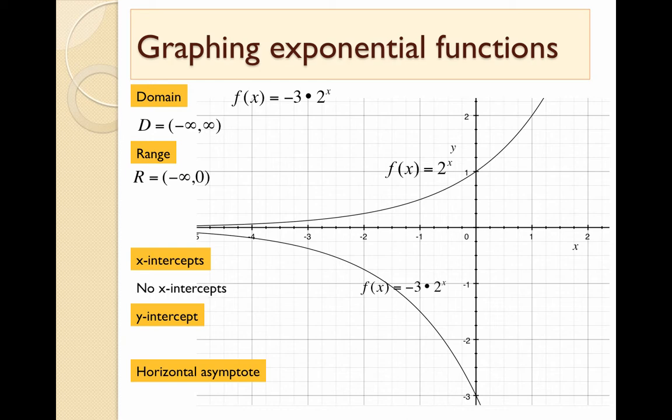Just like the parent, we have no x-intercepts, we're not crossing. And in fact, convince yourself that we could not cross because there's no way to calculate a positive number out of this particular function. We've already calculated our y-intercept, and our horizontal asymptote is at y = 0, just like the parent.